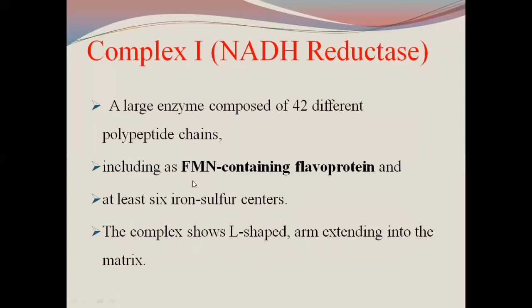Okay, so there will be FMN, flavin mononucleotide, and there will be the 6 iron sulfur centers, right? So this FMN and the 6 iron sulfur centers will carry the electrons from NADH. NADH will transfer its electrons to the FMN present in complex 1, and there will be the 6 iron sulfur centers. Through a series of reactions, that FMN will give its electrons to the iron of the iron sulfur centers, and then they will be transported one by one through these centers.